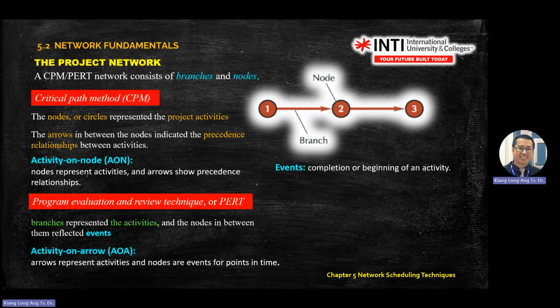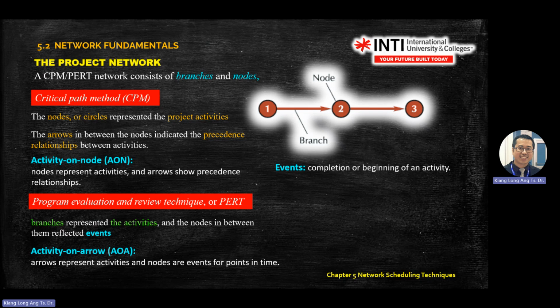Second type of network is called activity on the arrow, AOA. You'll see the activity name here. This is AOA. So there are two, AON and AOA. So be careful on the coming test. Don't confuse between AOA and AON.